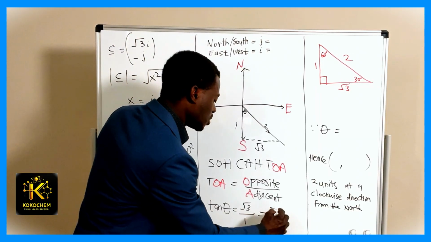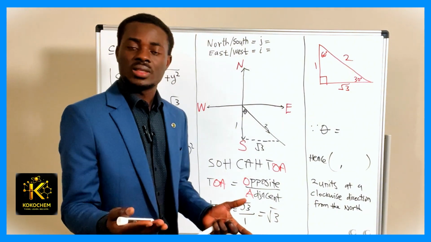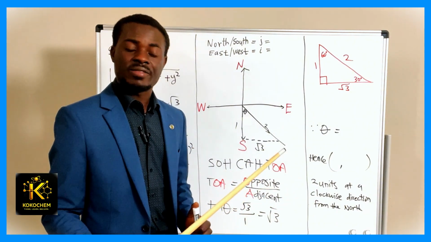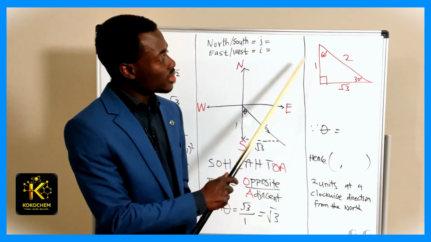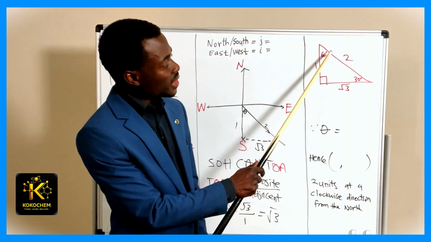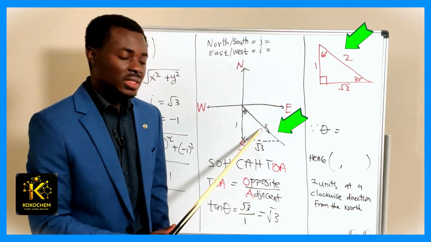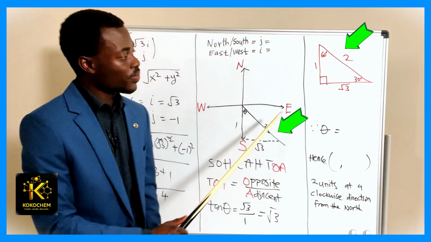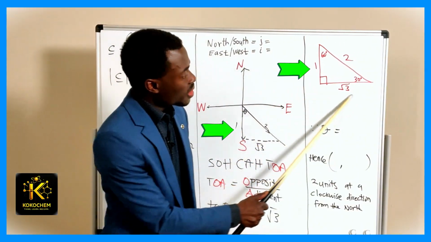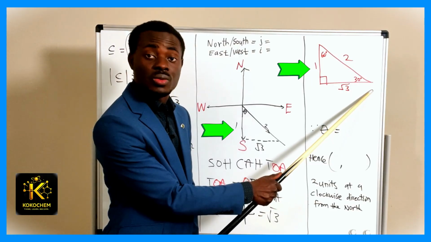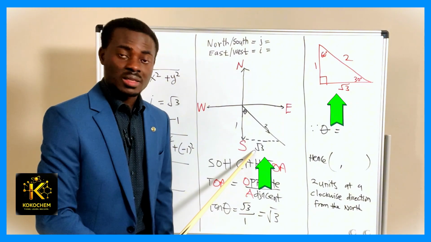Tan theta will be root 3. But we don't know the value for theta, and we don't use calculators, right? So to help you figure out the value for theta, you have to use this special right angle triangle. In this special right angle triangle, notice that the hypotenuse is 2, just like what we have in the question. The question has the hypotenuse, which is the magnitude, to be 2. The vertical value is 1. The horizontal value for the right angle triangle is root 3. We have the same root 3 for the horizontal axis, okay?